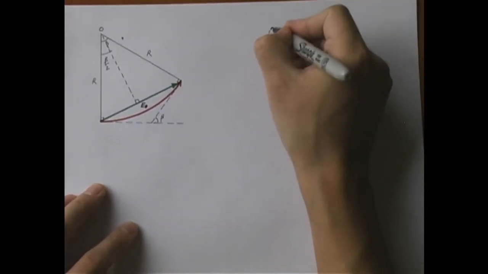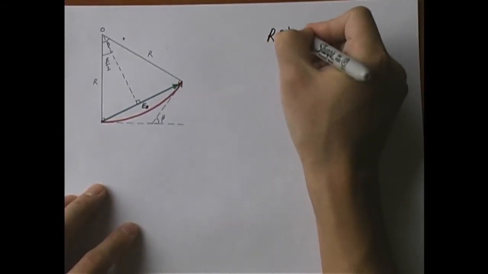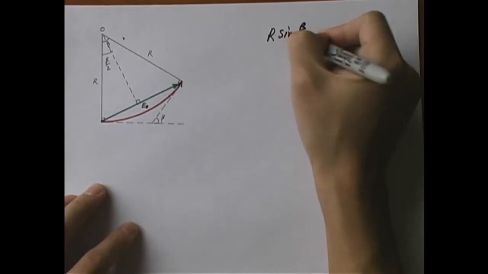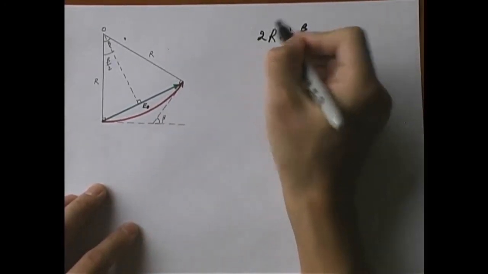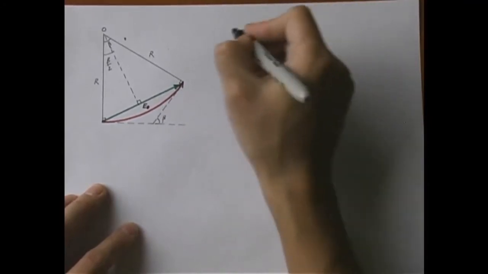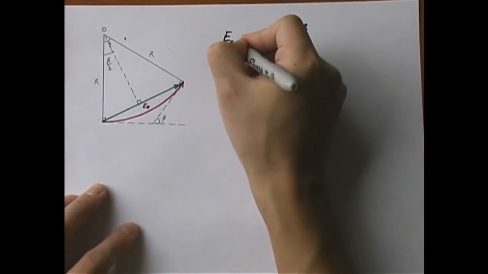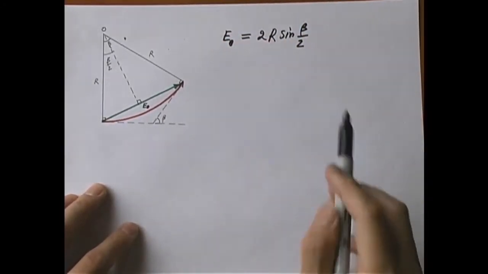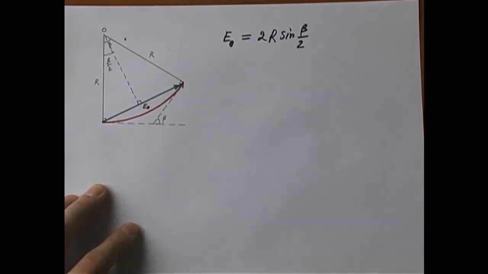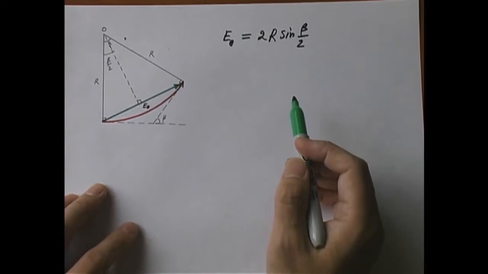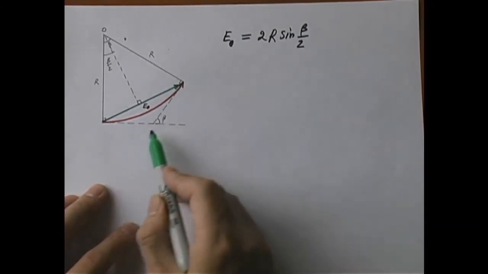Let me write that down. R times sine half of beta. And if I double it, what do I get? If I double it, I get E theta, right here. E theta. So really, I have to find r and I have to find beta. Okay, now let's see how to find beta. What is beta again? Beta is the phase difference between the first beam and the last beam.